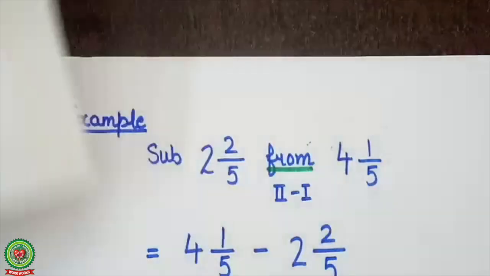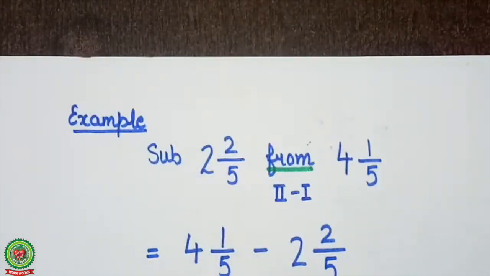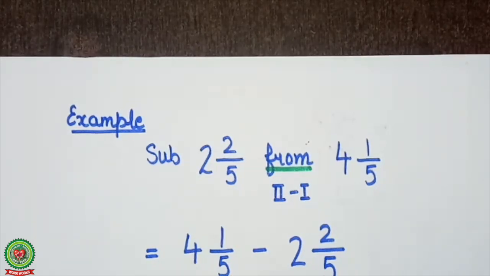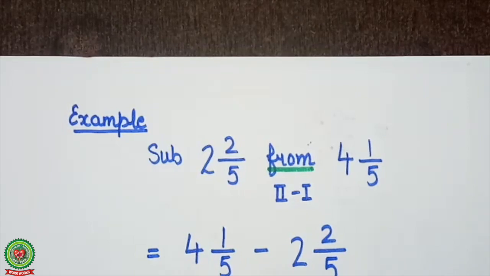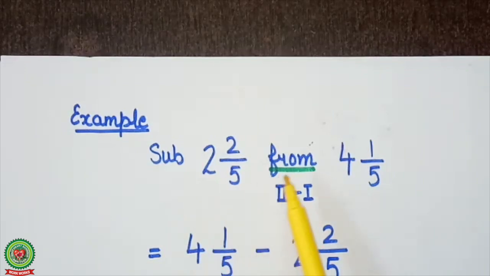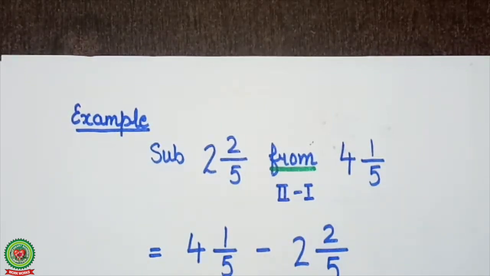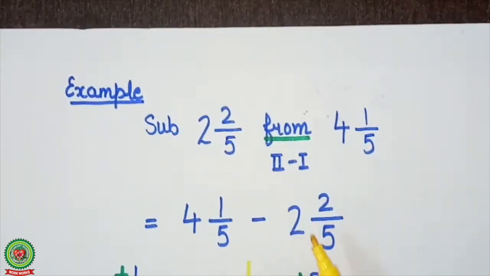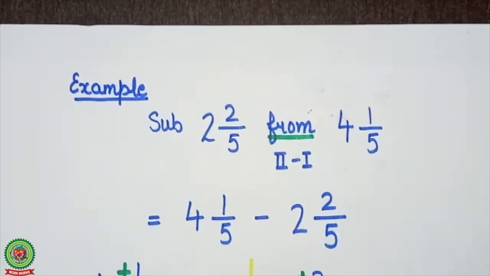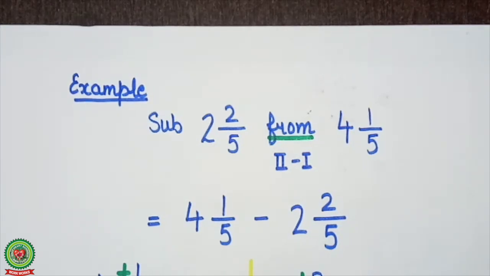Now let's see another example. Here, we have to subtract 2 whole number 2 upon 5 from 4 whole number 1 upon 5. Here again from word is coming. Just now I have told you from means second fraction minus first fraction. Now see, fractions are given in mixed fractions. So we have to change it into improper fractions.